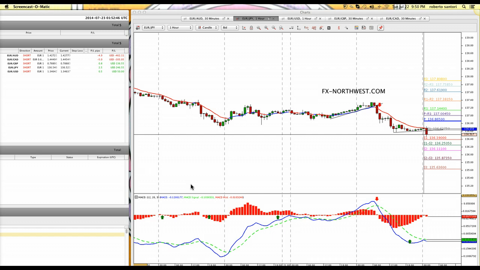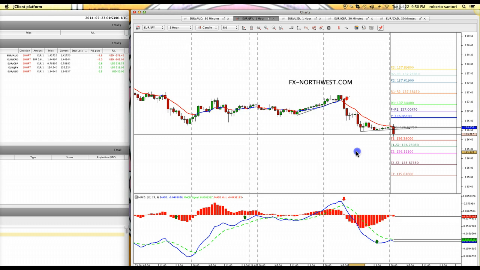In this tutorial, I just wanted to show a very simple strategy using just a few indicators: MACD, 10 moving average line, candlesticks, and pivot points. Okay, so the first one is correlation, correlated pairs.